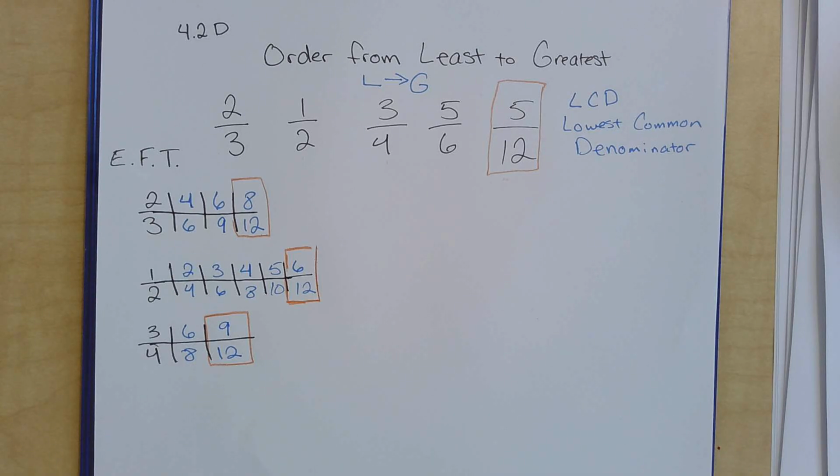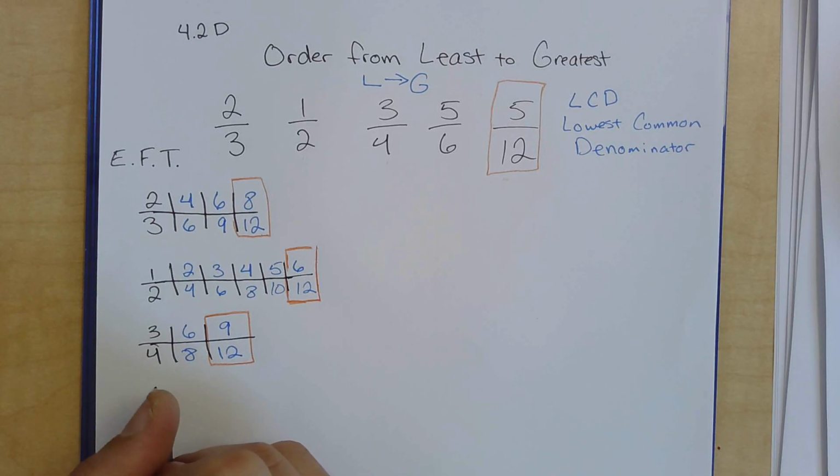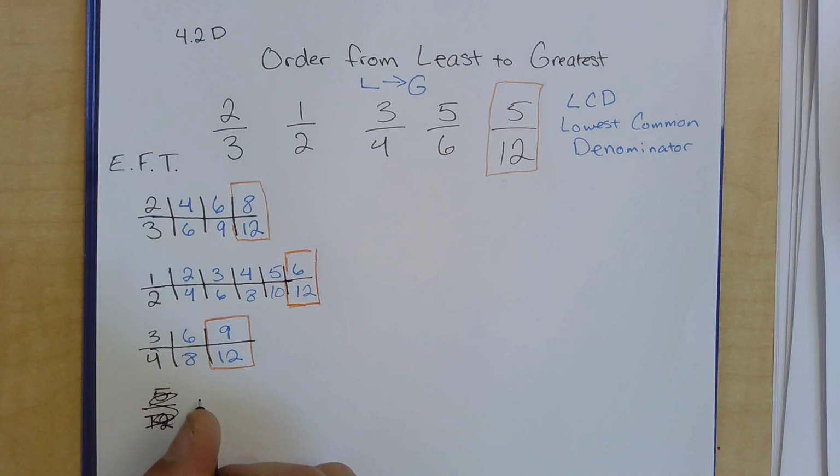The last fraction we need to find an equivalent fraction for, or a lowest common denominator for, is going to be 5/6. Silly me.